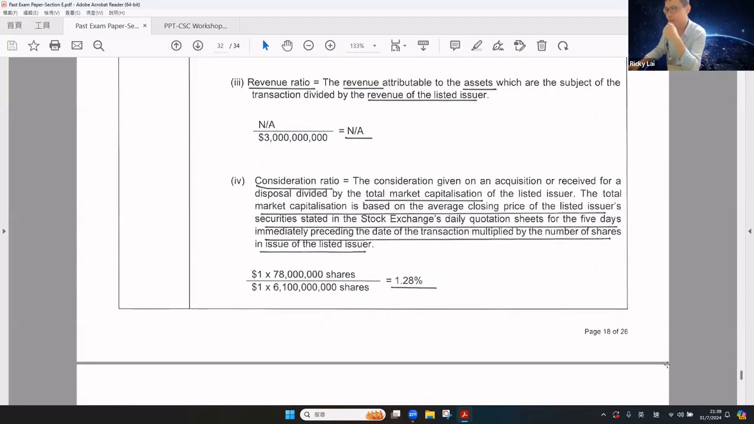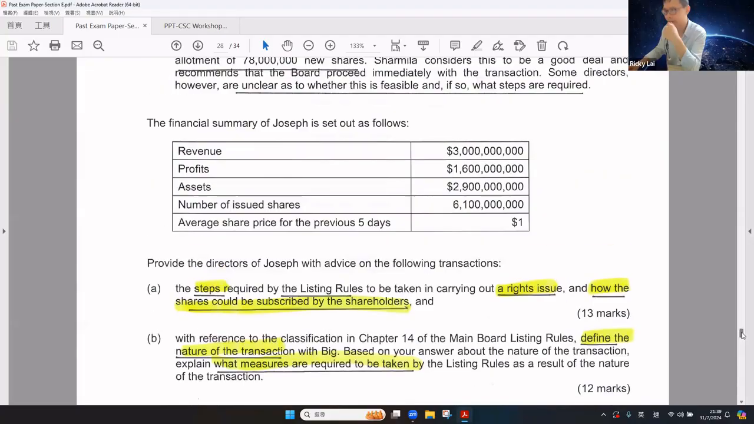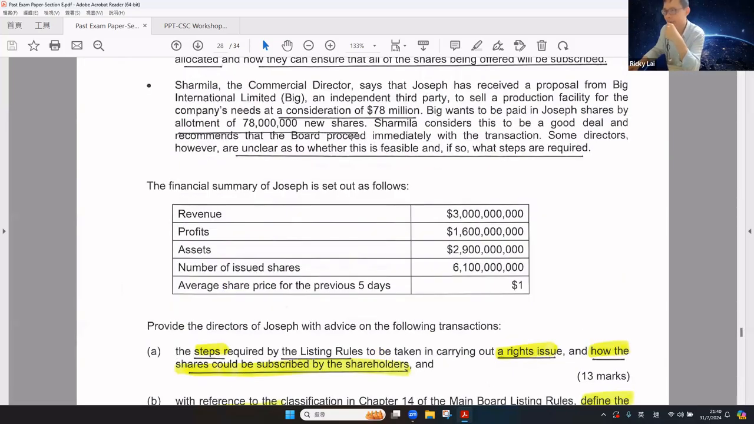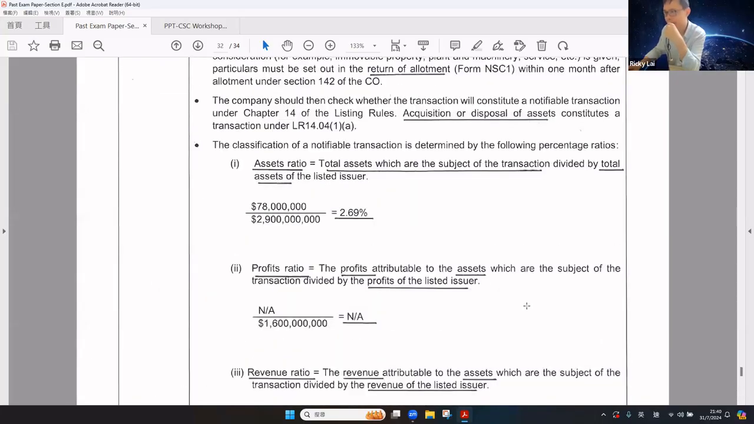How about consideration ratio? You can see the denominator is the market cap. So you can see $1 per share. The total number of issued share capital is 6,100 million shares, and the consideration is 78 million. That is $1 per share. So you can see the result is 1.28%.